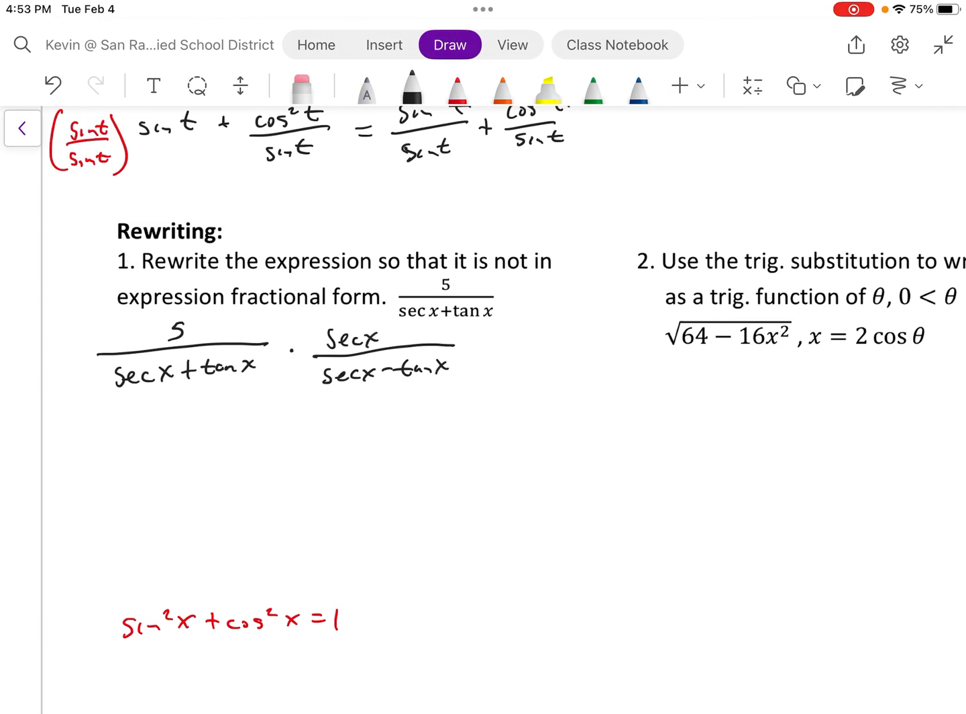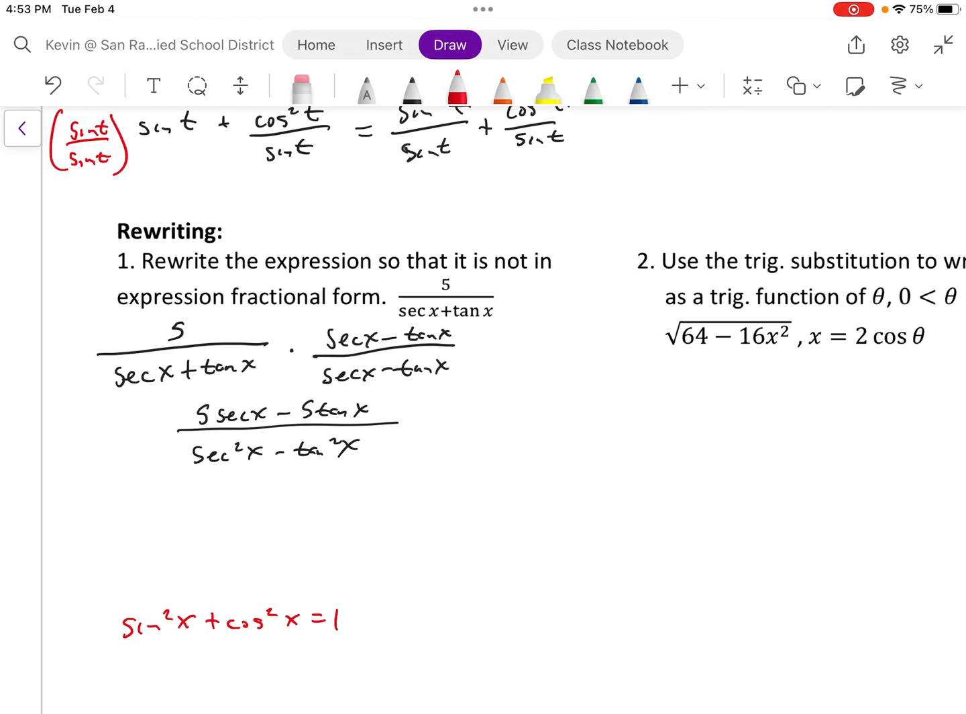So we multiply the top and bottom by the conjugate, secant x minus tangent x. So this is a conjugate. We're multiplying the top and the bottom by the conjugate. When we do that, on the top we get 5 secant x minus 5 tangent x. On the bottom, when we multiply those together, we get secant squared x minus tangent squared x. That's what happens when we multiply by the conjugate, and we want that.